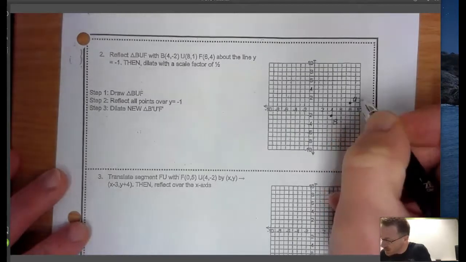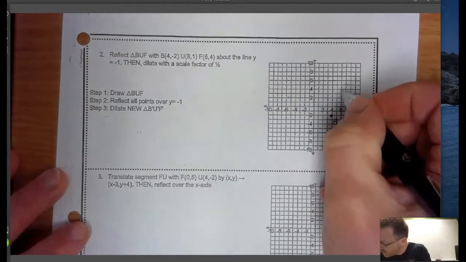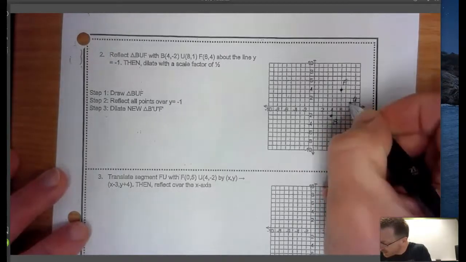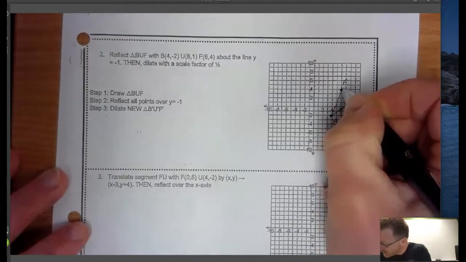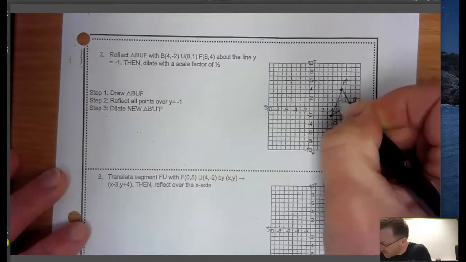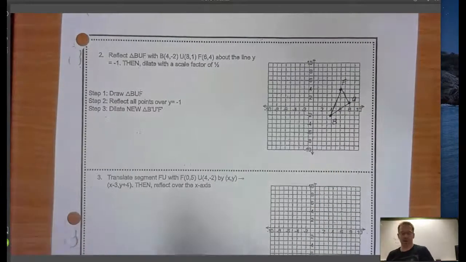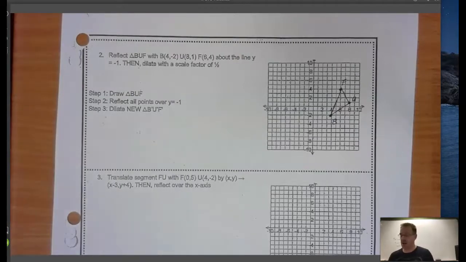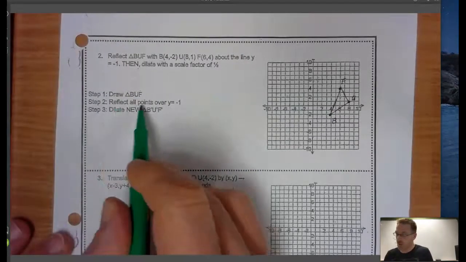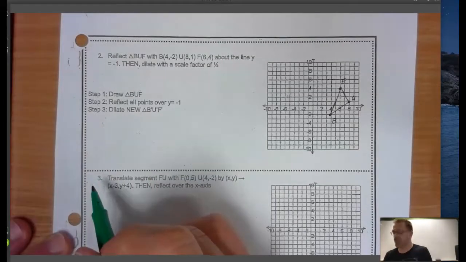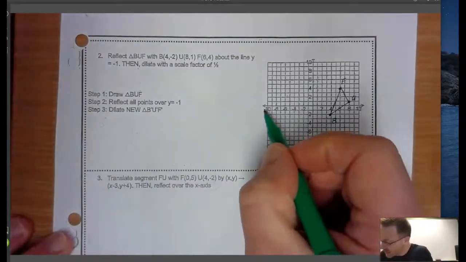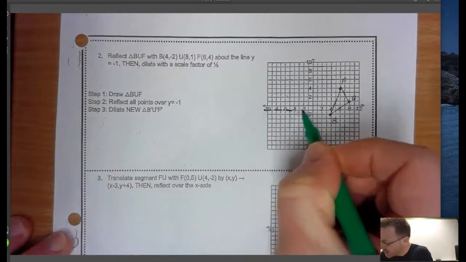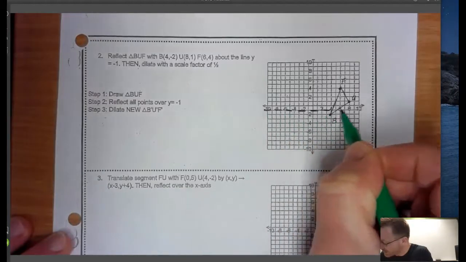There's U. And then F is 6, 4, which is right here. So there's my triangle. Now once again, I'm going to use my different colors to help you with this. The first thing it says is reflect over y equals negative 1. So y equals negative 1 would be this line right here.